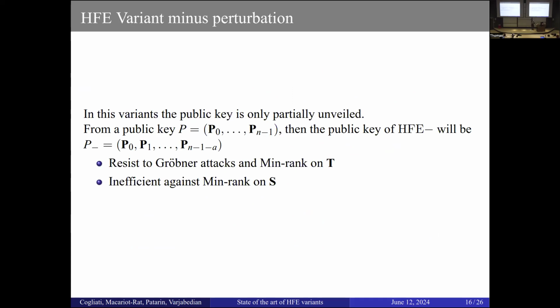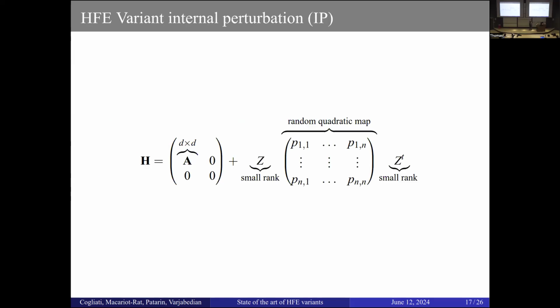So if we talk about the minus perturbation, it's quite simple. You take the public key and you do not reveal all of the polynomials. You will only reveal some of them. This perturbation is quite efficient against Gröbner attacks and MinRank attacks, but it has no effect on the attack on S. And we're not explaining details why. I will present to you now another variant.